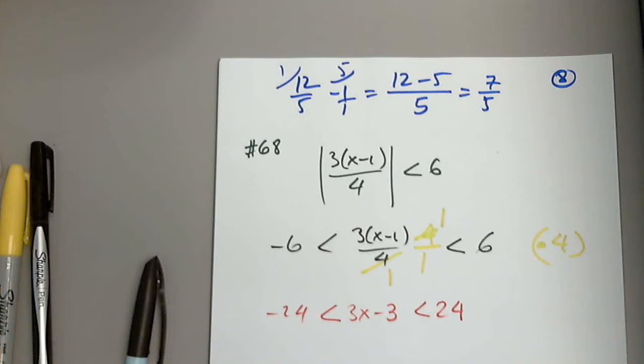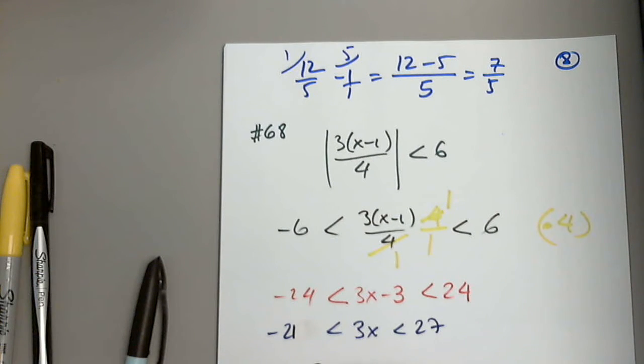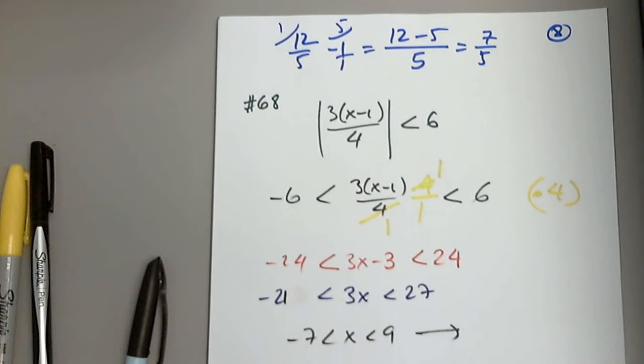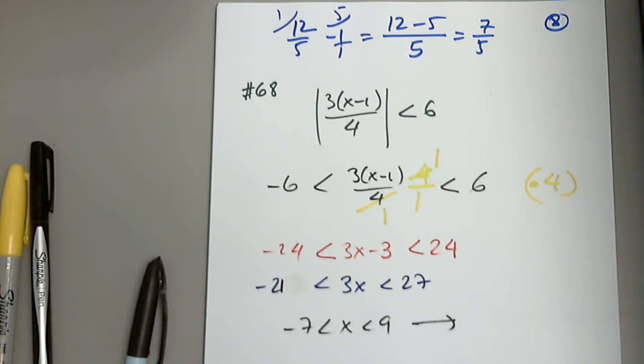Okay, so now what do we get rid of next? Very good. So negative 21, we are adding 3. Less than 3x, less than 27. I'm going to make sure that this is clear. Good. So then we divide by 3. So this is negative 7 less than x less than 9. And can anyone give us the interval notation, which is right there in front of us?